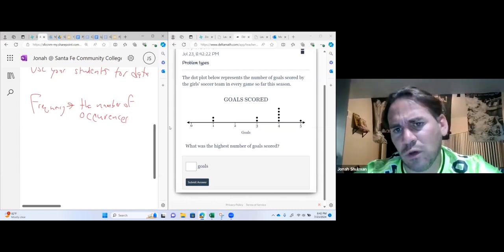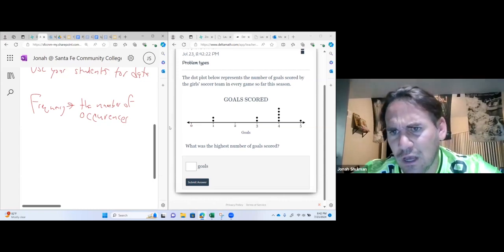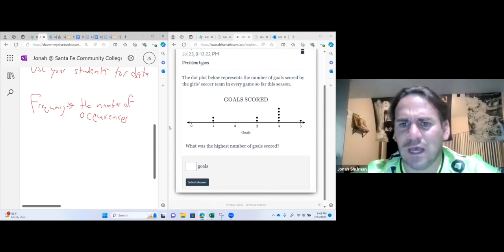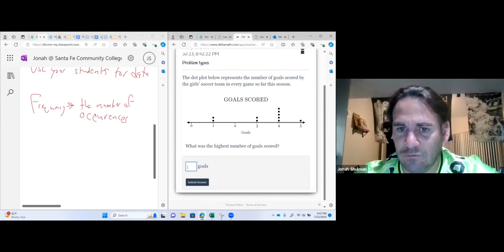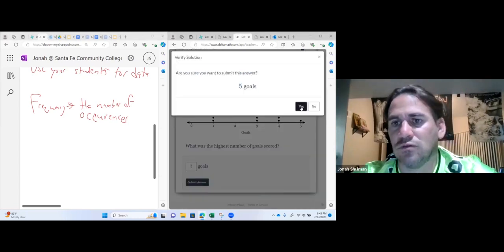So they scored 1 goal once. They scored 2 goals 2 times. They scored 3 goals 2 times, and they scored 4 goals 1, 2, 3, 4, 5 times, and they scored 5 goals once. What was the highest number of goals scored? It's 5. Let's do a couple more of these just to get used to it.